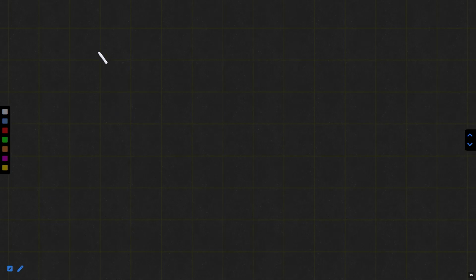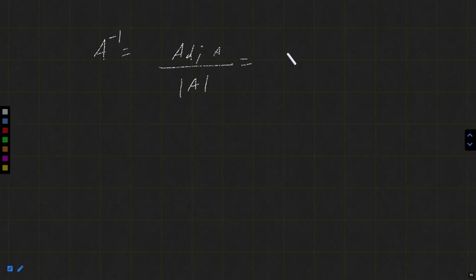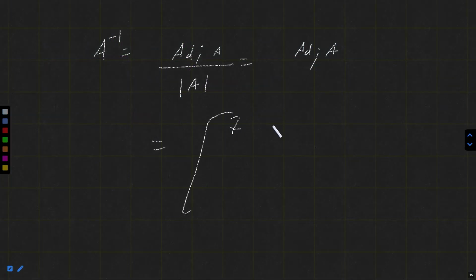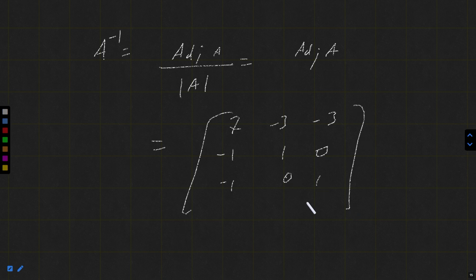So A inverse is just nothing but, as we already saw, adjoint of A by determinant of A. Okay, adjoint of A by determinant of A. So adjoint of A is this matrix. Okay, so adjoint of A divided by determinant of A. Determinant of A is just 1. So this will be the same as just adjoint of A. So adjoint of A, as you can see, 7 minus 3 minus 3, 1 0 0 1. This will be your A inverse.